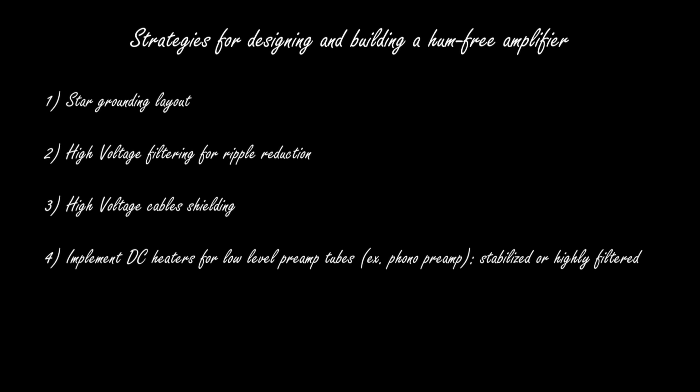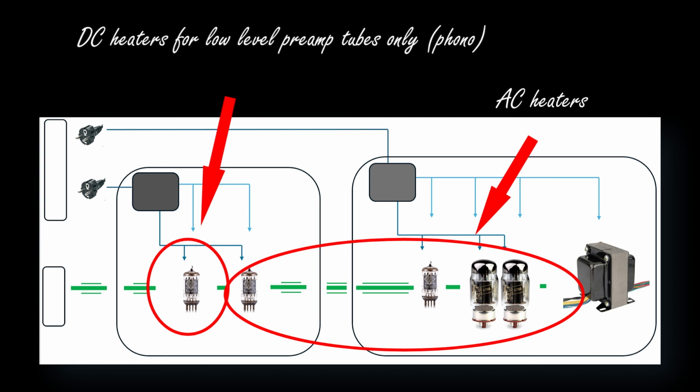Let's now speak about heater voltage. My rule of thumb, which I built over the years, is the following. If we have preamplifier line level tubes or power amplifier tubes, then it's perfectly okay to go with AC heater voltage. On the contrary, if I have very low level preamplifiers, such as for example phono preamplifiers, then I strongly recommend to go for DC voltage for the heaters.